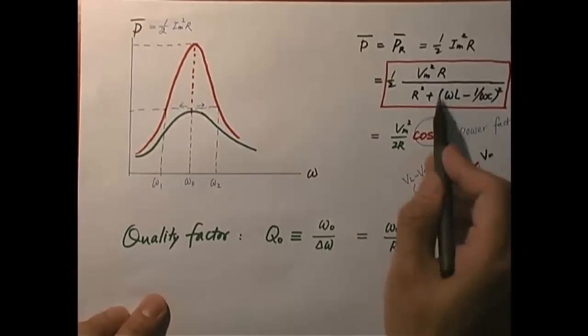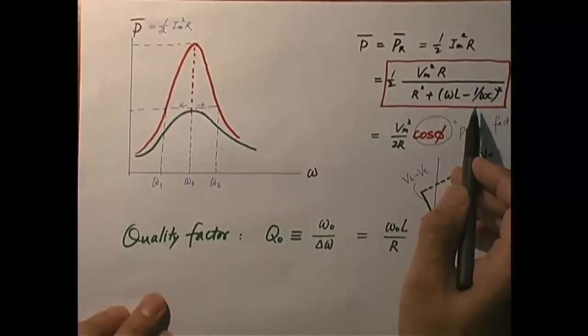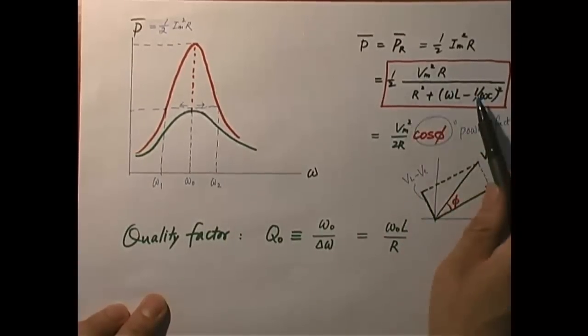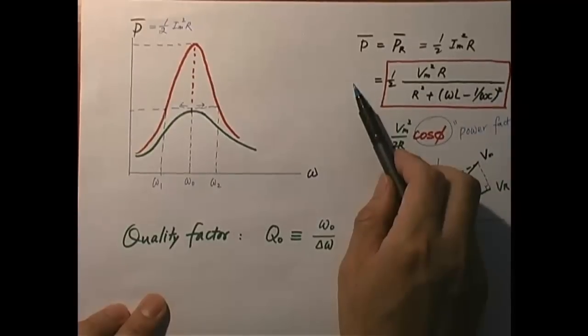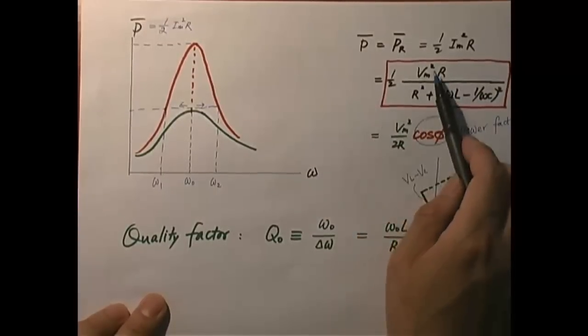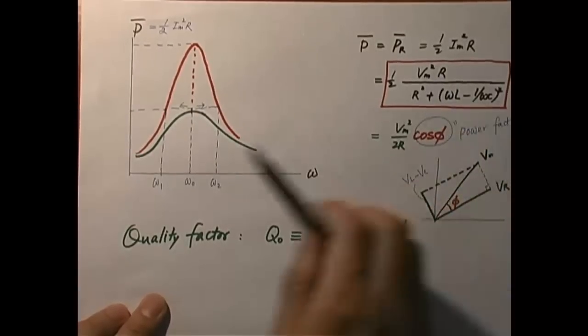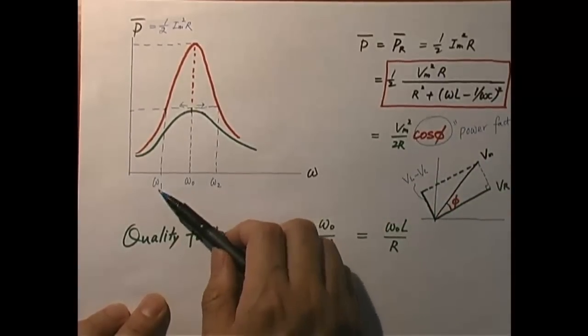Alright? That's when this term equals 0, of course. And you can easily solve for omega 1 and omega 2. All you have to do really is set this power equal to what? One half of its peak value, right? So one half of Vm squared over 2R. Then you can solve this equation. It's a quadratic equation. That's why you get two roots, omega 1 and omega 2.